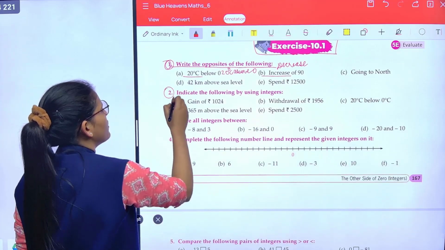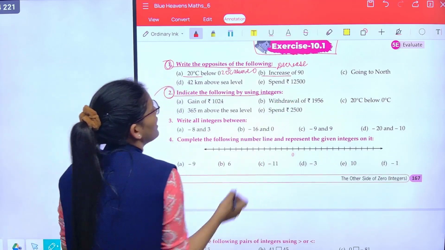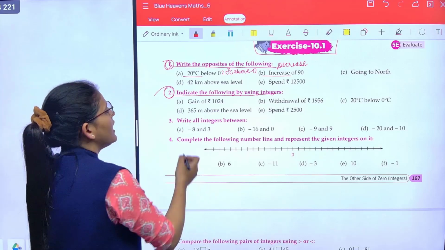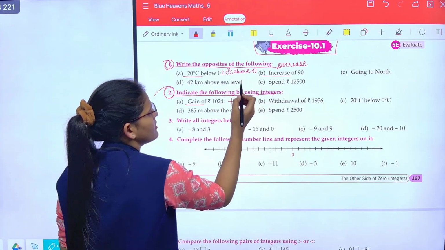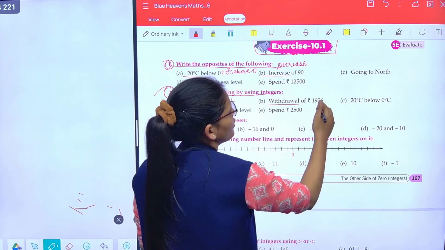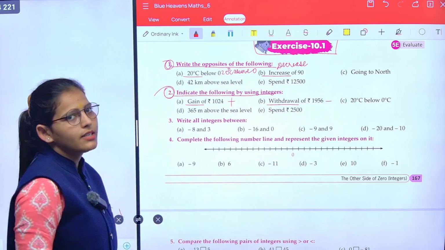Question number 2. Indicate the following by using integers. For gain, which sign will we use? Plus. Withdrawal means we have reduced, so it is minus. Rest of the parts do yourself.